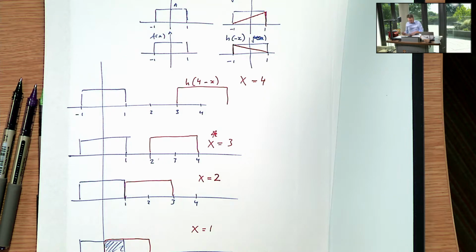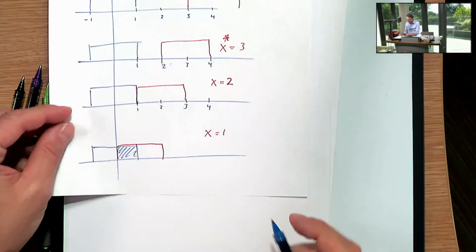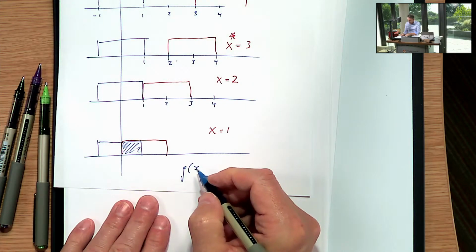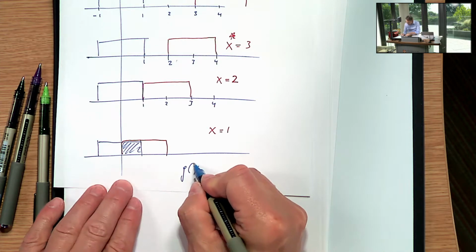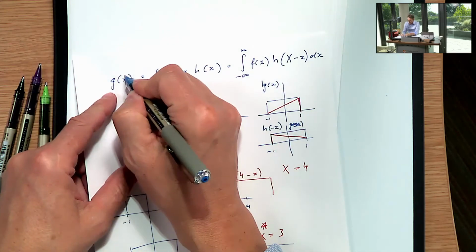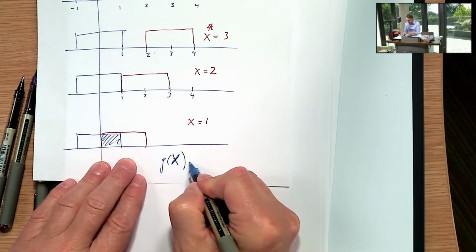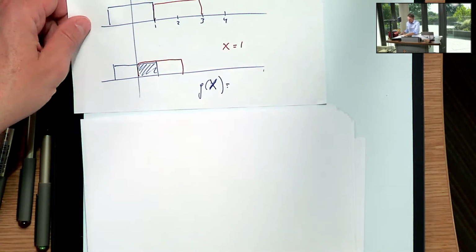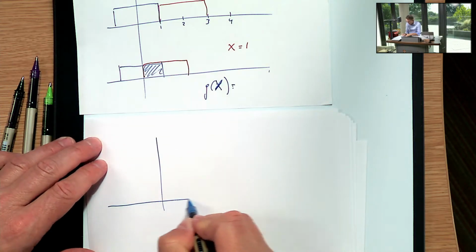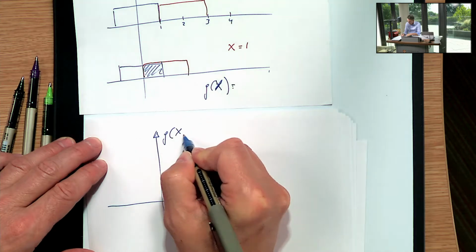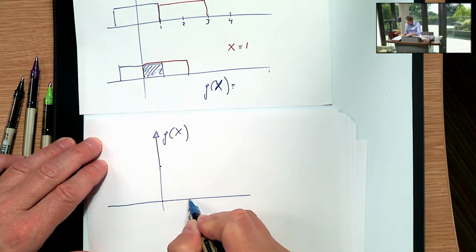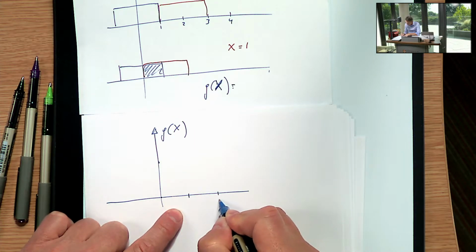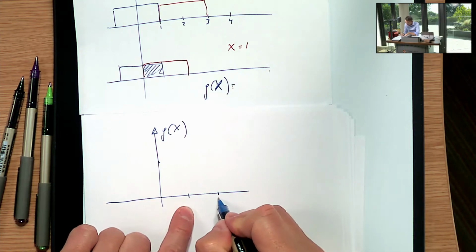So what the function will actually look like, the convolution g of, sorry, this is big X, as a function of displacement, will look something like that. It will have a maximum at x equals 0, and it will go to 0 at x equals 2.